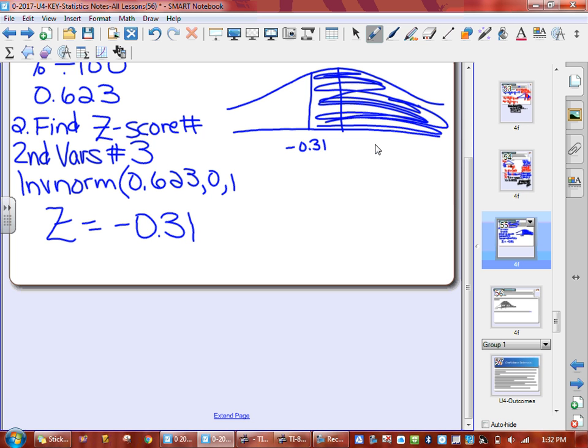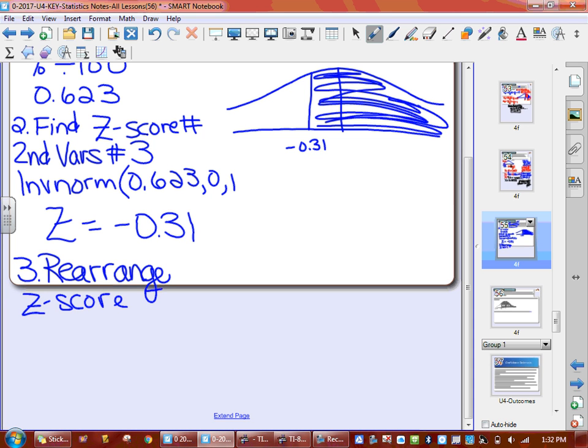Next we need to rearrange the z-score formula. So, step 3, rearrange z-score formula to solve for standard deviation. And this is the easiest rearrangement because all that happens is z and standard deviation switch places. They literally just switch places.